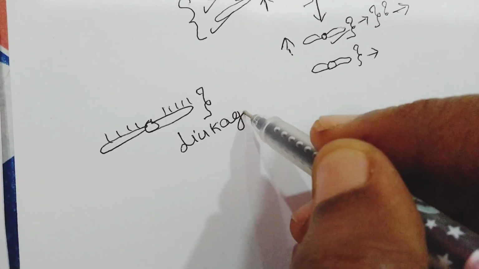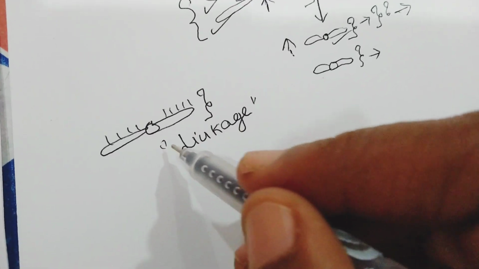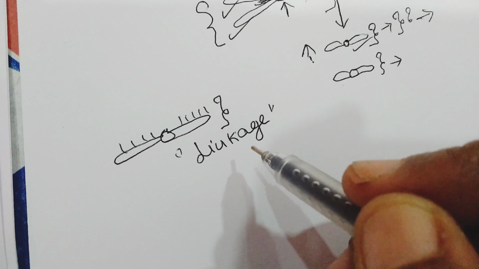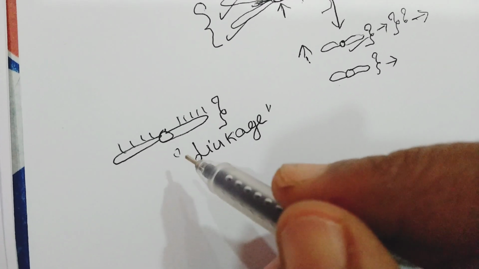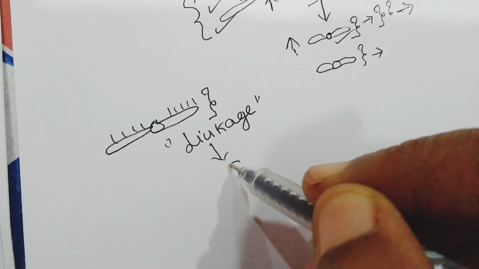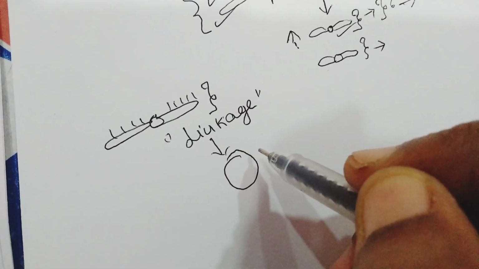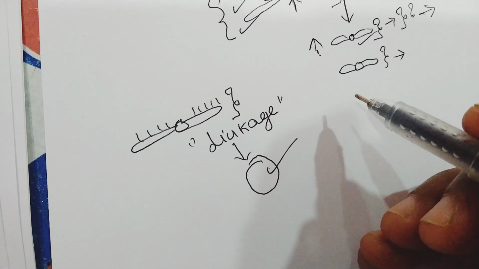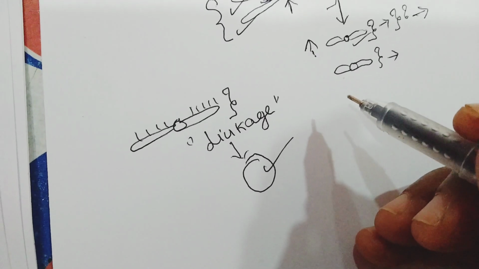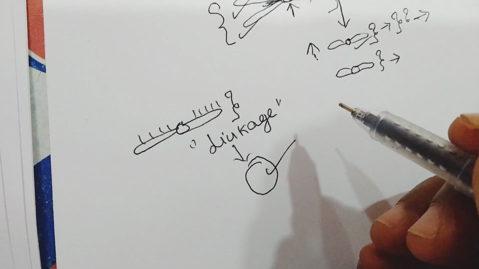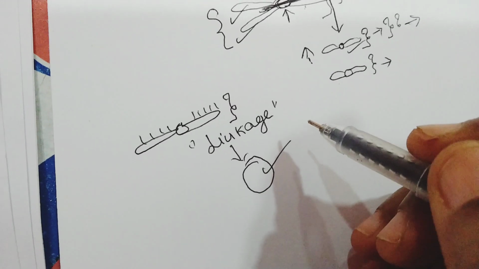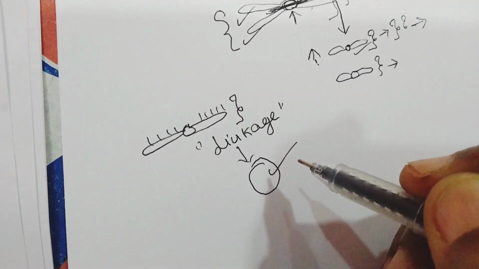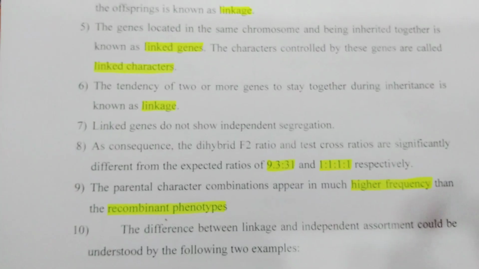The genes present on a single chromosome do not tend to separate during gamete formation. They go to gametes as they are. This phenomenon is called linkage. That means inheritance of genes together, or retaining parental combination as it is in the offspring. That is called linkage.